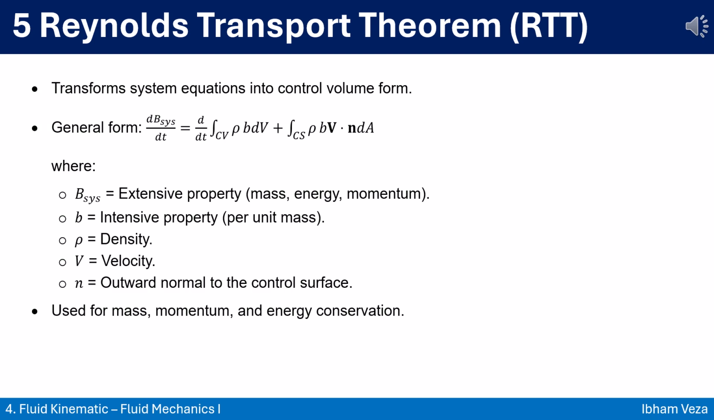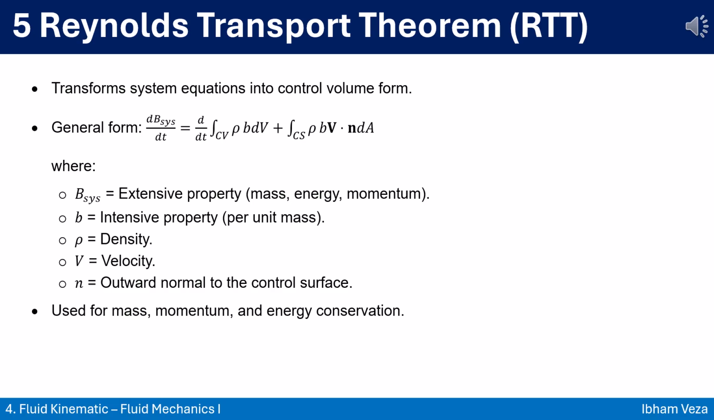Imagine you want to track how mass, momentum, or energy changes in a flowing fluid. Doing this directly for every moving particle is complicated. That's where the Reynolds transport theorem comes in. It transforms system equations into something much easier using a fixed control volume. The formula might look scary, but it's just saying the total change equals the change inside the control volume plus the flow across the boundary.